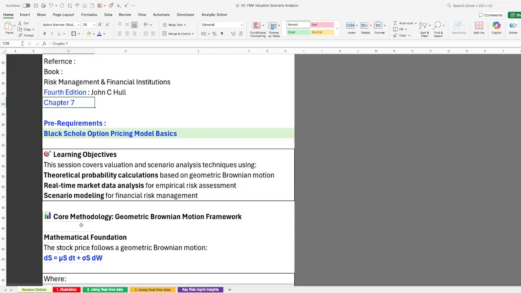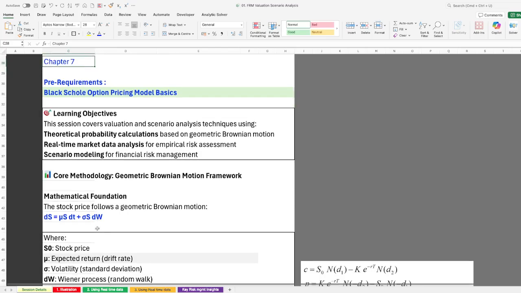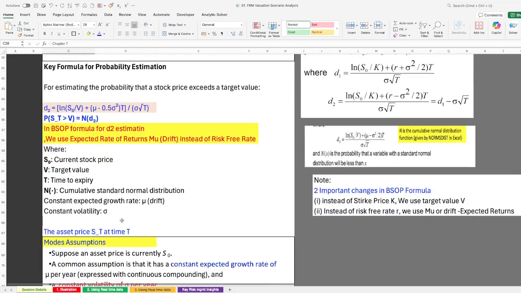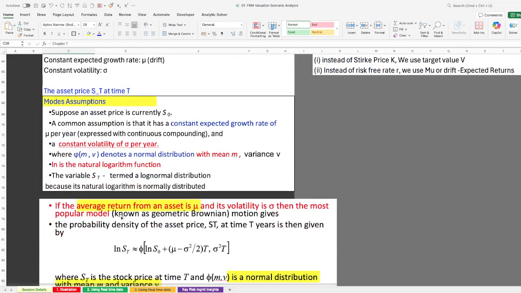The learning objectives are to cover valuation scenario analysis techniques using theoretical probability calculations, real-time market data analysis, and scenario modeling. The core methodology is a geometric Brownian motion framework. We use the standard assumptions of the Black-Scholes option pricing model: the stock price follows a lognormal distribution with a constant drift and a constant volatility, and prices of assets are lognormally distributed.